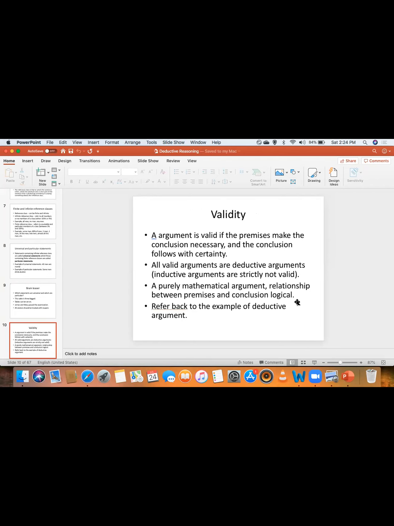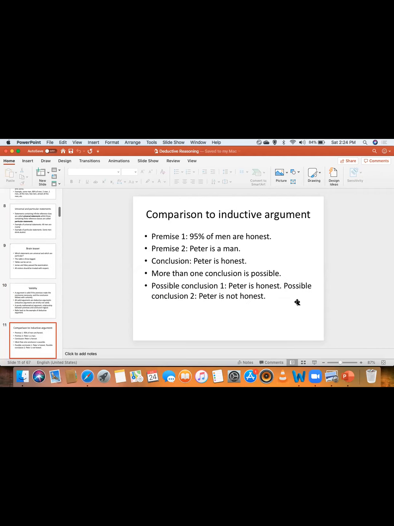Because of that, we have universal and particular statements. And so then we discussed the issue of validity. What makes an argument valid? An argument is valid if it is either a modus ponens or a modus tollens. If it is an argument that denies the antecedent, then it is not valid. If it affirms the consequent, it is not valid. So only when an argument affirms the antecedent or denies the consequent is it valid.